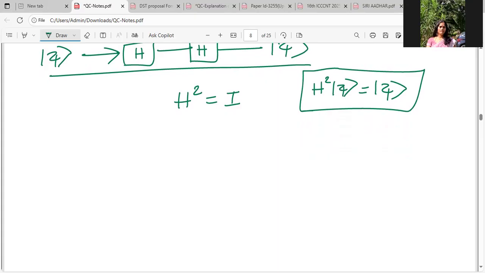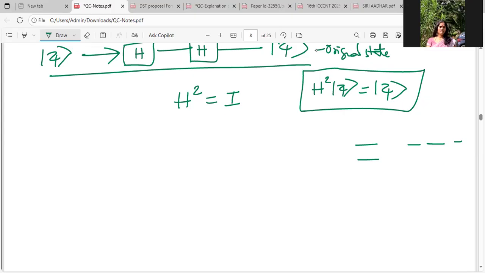So what I can say is, if two Hadamard gates are applied in series, this is in series, guys. All of you know parallel means like this, series means like this. If two Hadamard gates are applied in series on a ket, then I get back its original state. This is one point that you ought to know before proceeding with quantum algorithms.